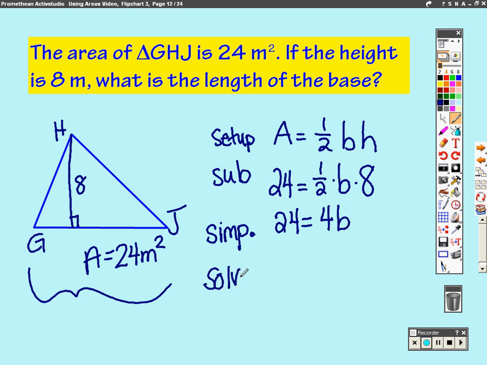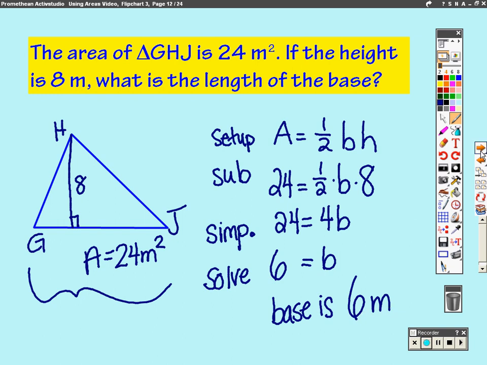To solve. So at the end of this, I'm going to find out that B, our base, must have been 6. Since this is a word problem, it gets a word answer. The base is 6, what? Feet, miles, yards, bananas? Meters. Exactly. Since our question said that the area was in square meters, I figured that our base must have been in meters. All right, you want to try the next one?